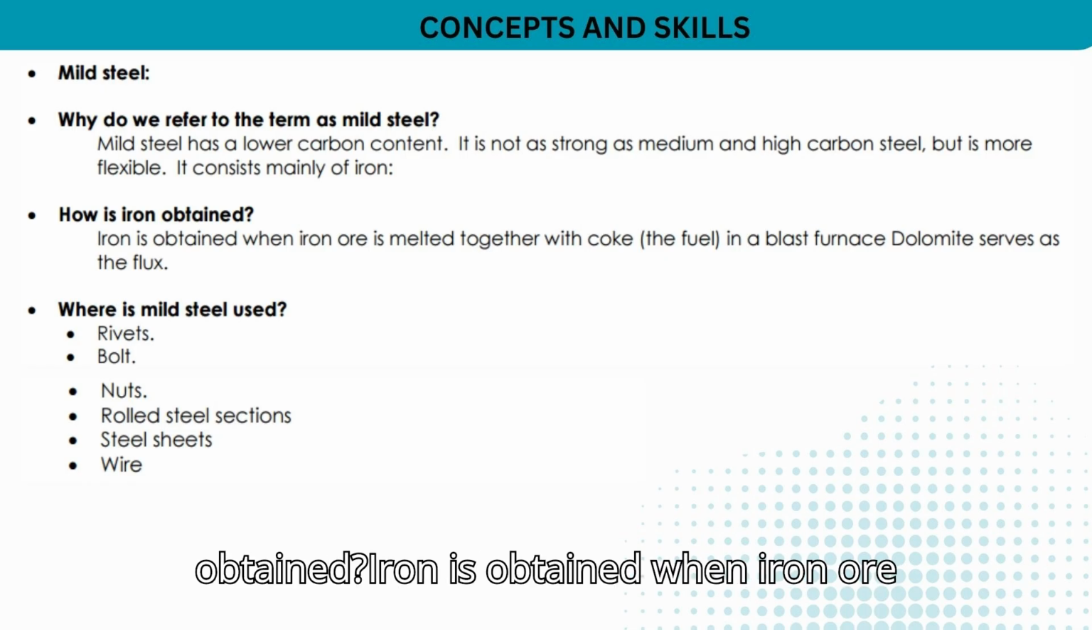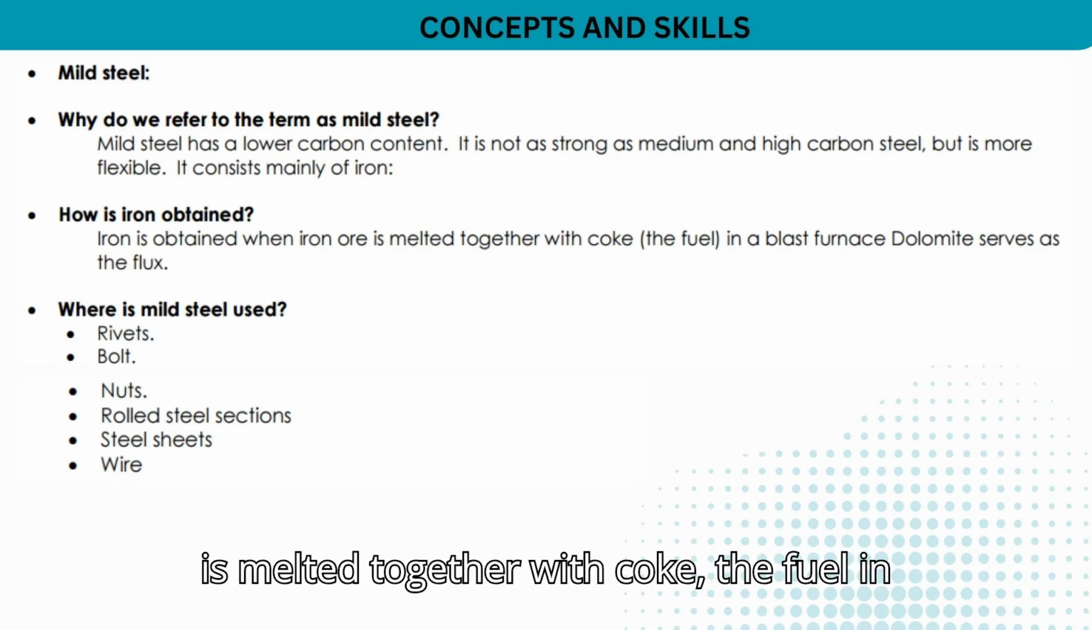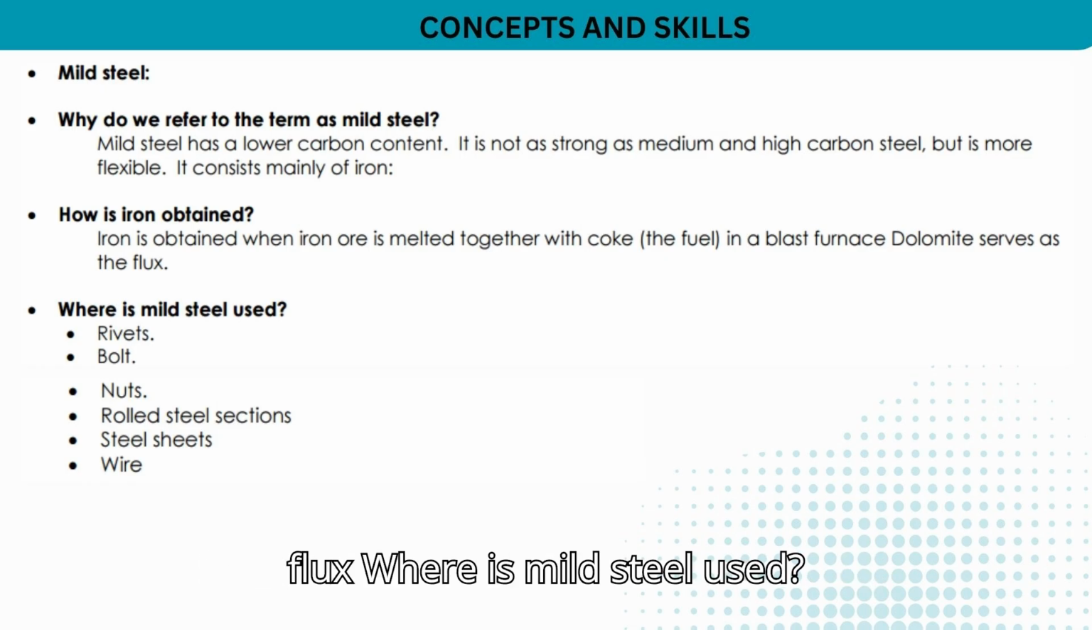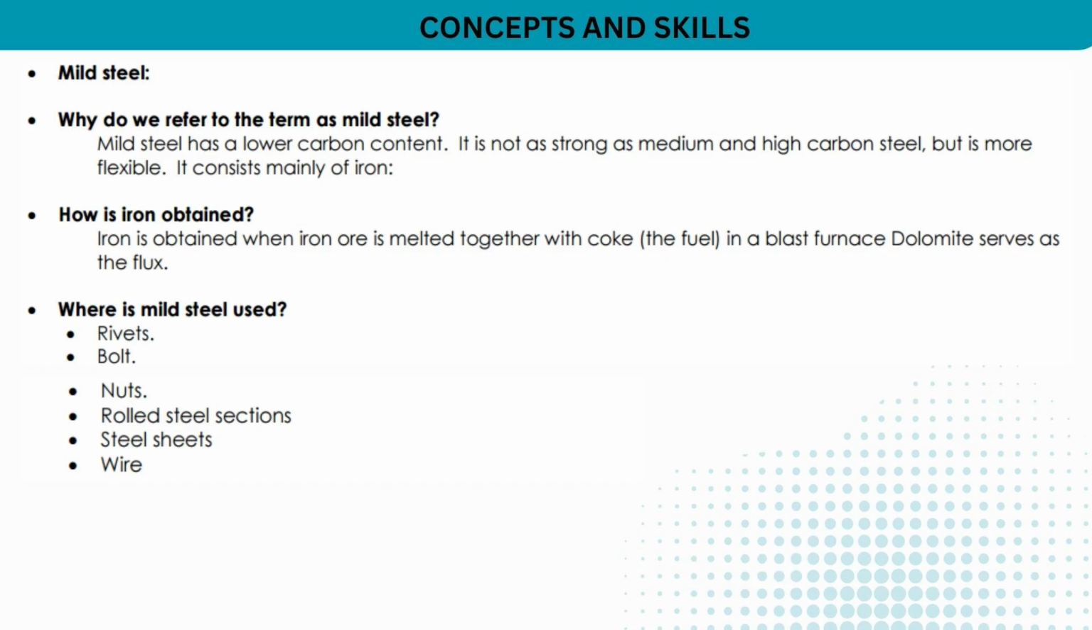How is iron obtained? Iron is obtained when iron ore is melted together with coke, the fuel, in a blast furnace. Dolomite serves as the flux. Where is mild steel used? Rivets. Bolts. Nuts. Rolled steel sections. Steel sheets. Wire.